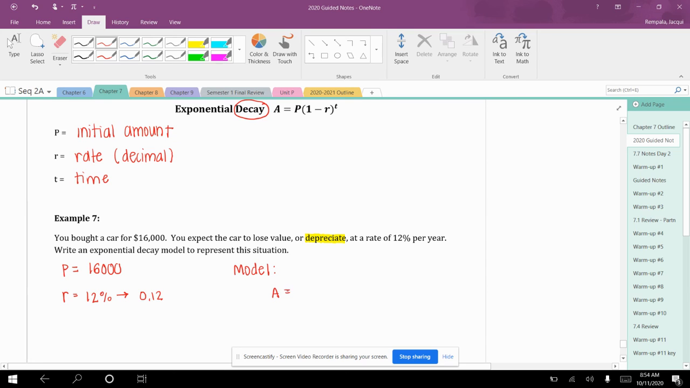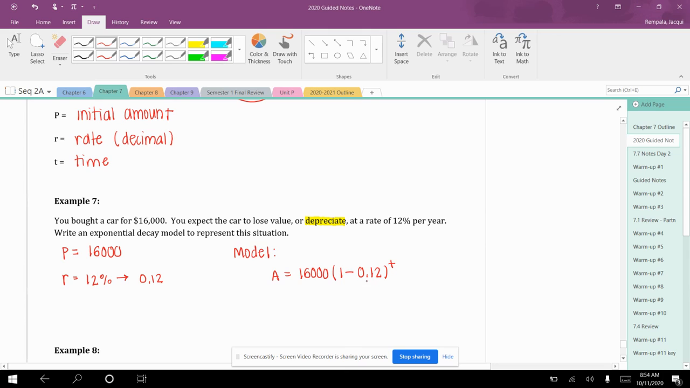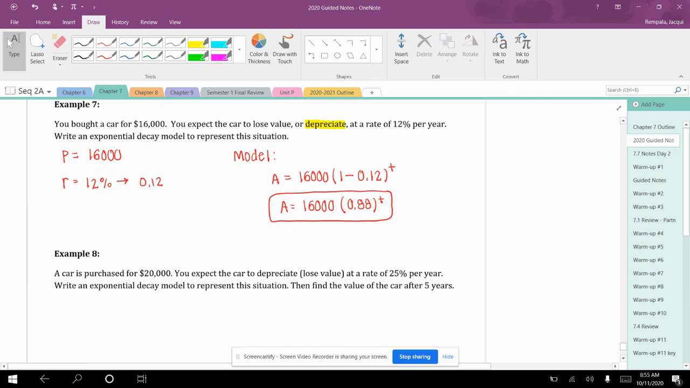All right, so we've got everything that we need now to write our model. Our model is going to be A equals 16,000 times, in parentheses, 1 minus 0.12, and that's raised to the power of t. So I am going to subtract what I have in parentheses. Our final answer for this model would be 16,000 times 0.88, raised to the power of t. And that's how we would determine the amount of money that the car would be worth after however many years.